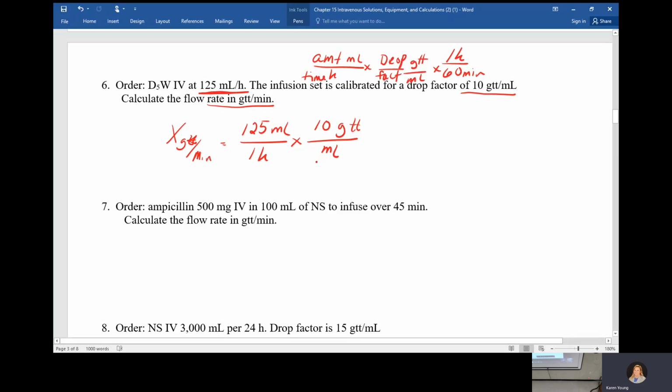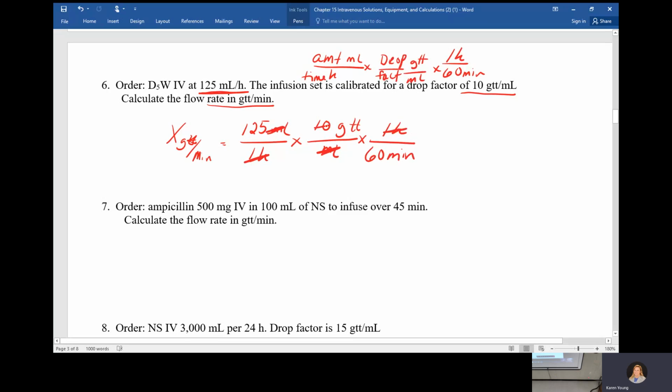So that's where I'm at here. I've got my total amount over an hour, my drop factor 10 drops per milliliter, times 1 hour over 60 minutes, because this has to be in minutes. I can't have drops per hour. I mean, seriously, would you sit there and want to count how many drops is in 1 hour? 1 minute's long enough.